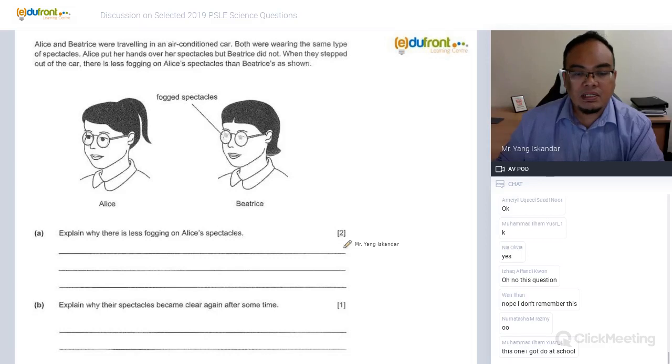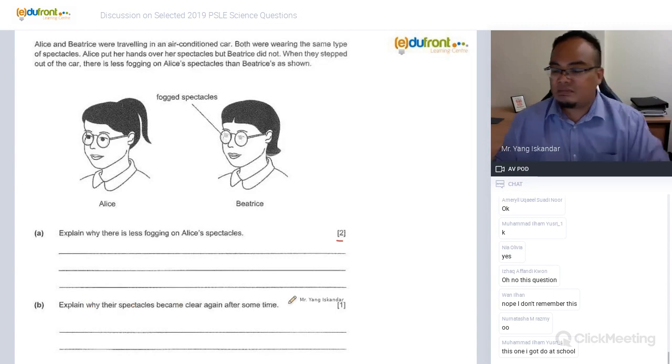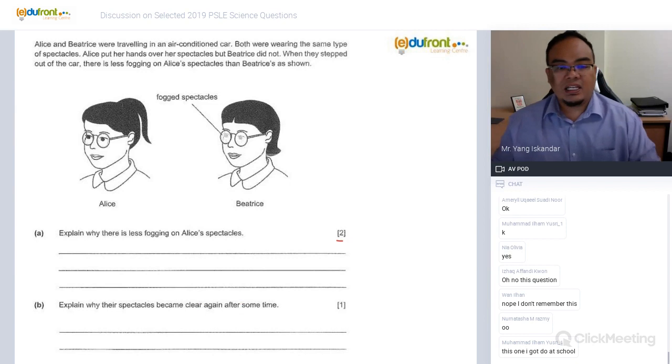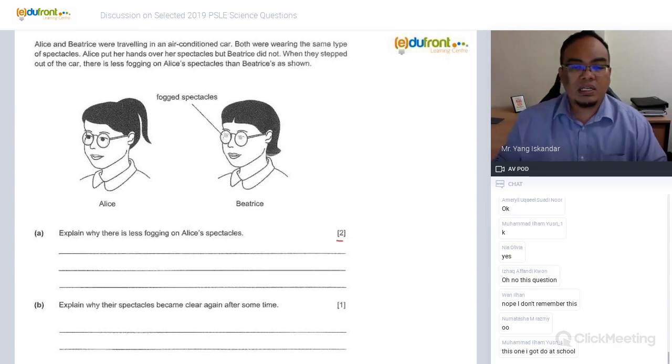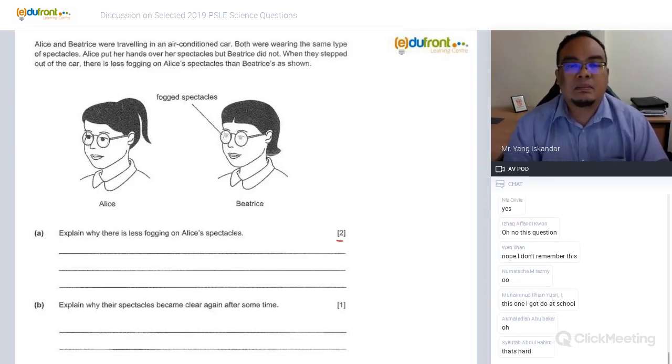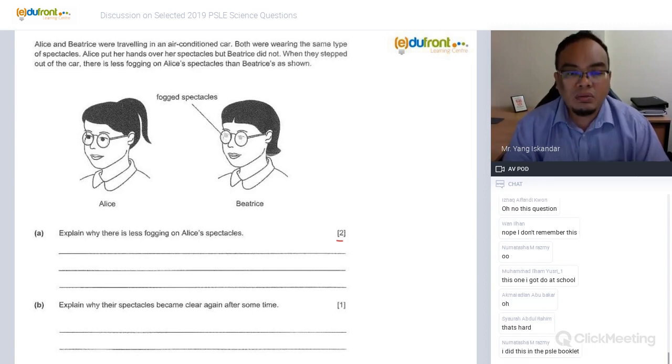And then part B, now this is a 2-mark question. Part B asks you to explain why their spectacles became clear again after some time. Now this is what we call in the PSLE the application questions, meaning that there are no experiments. They don't tell you what concept it is, but they give you a day-to-day situation, and you're expected to explain what happened using the concepts that you have learned.